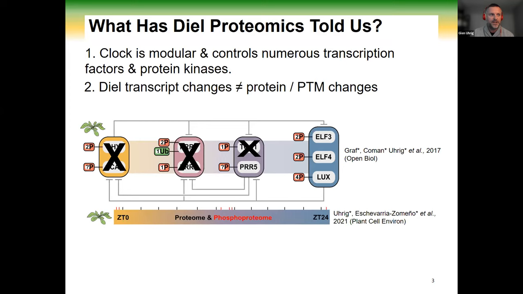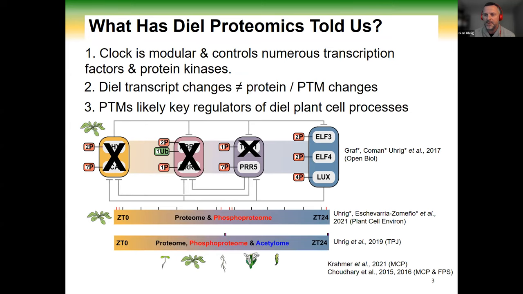And that's perhaps not surprising. It's very temporally regulated, and there are a number of reasons why this could be, also some technical ones. We also know that PTMs are likely key regulators of diurnal plant cell processes. This creates a lot of complexity because it's not so easy to assess how those PTMs change from a diurnal perspective relative to transcriptional or protein abundance changes. It's very challenging to track.